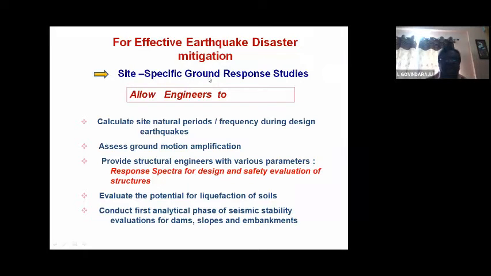What is this site specific ground response study or ground response analysis? These studies allow engineers to calculate the natural period of vibration or frequency of vibration during design earthquakes, and assess ground motion amplification. This is very, very important here.